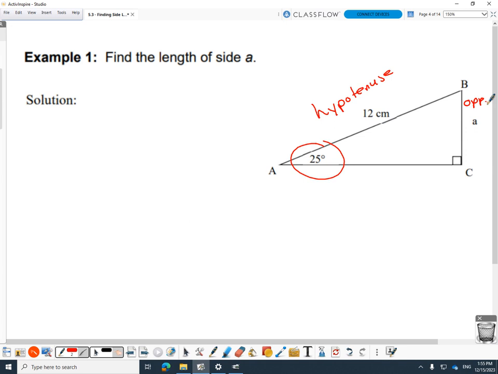SOH CAH TOA. Is that a Christmas carol? No, it's not. No, wait, we got to do jingle bells to it. Maybe you can write it down. I'm going to write it down.